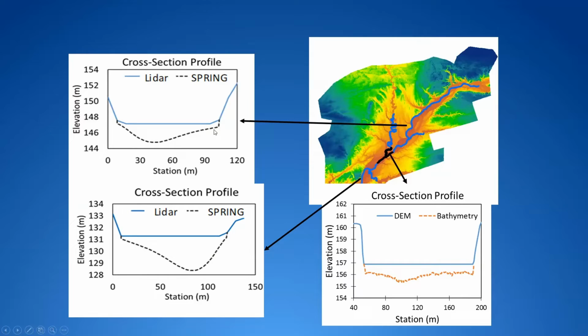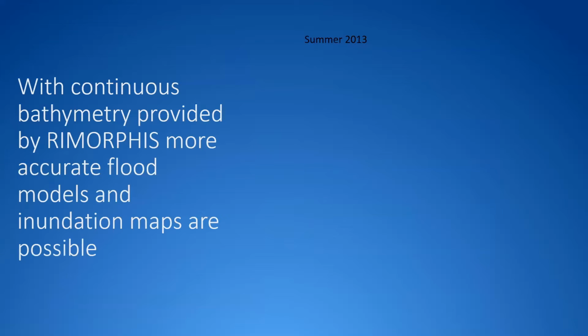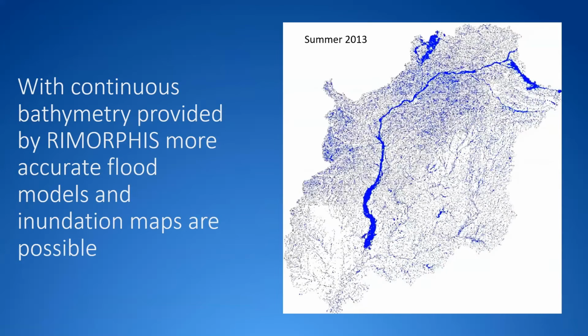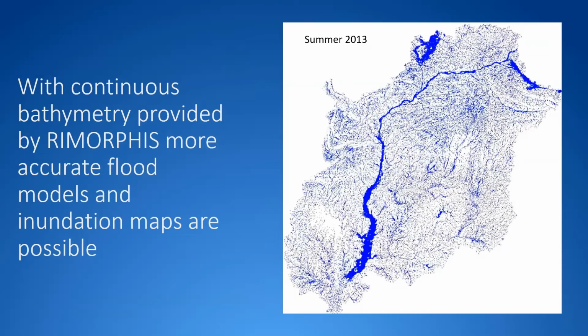So the idea, as I said, is we should be able to use multiple tools and whatever data we have collected to create bathymetry at any location over a large area. And if we are able to do that with continuous bathymetry provided by RIMORPHIS tools, we should be able to create accurate flood models and flood inundation maps.